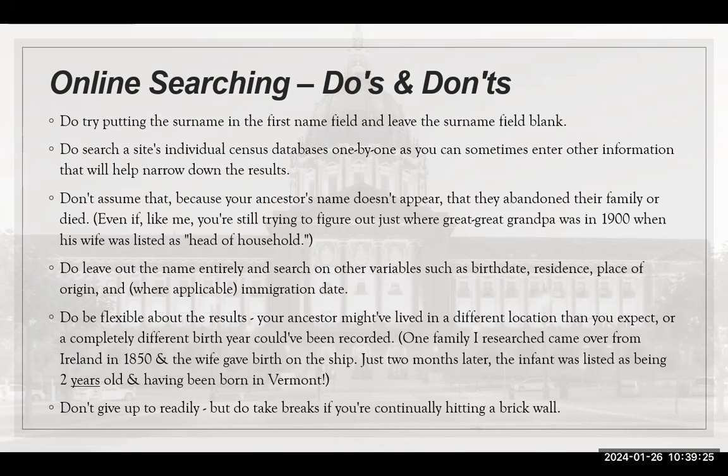Do leave out the name entirely and search on other variables such as birth date, residence, place of origin, and where applicable, immigration date. Do be flexible about results. Your ancestors might have lived in a different location than you expect, or a completely different birth year could have been recorded. One family I researched came over from Ireland in 1850, and the wife gave birth on the ship. Just 2 months later, the infant was listed as being 2 years old and having been born in Vermont. And don't give up readily, but do take breaks if you're continually hitting a brick wall, and seek help from your favorite local librarian.